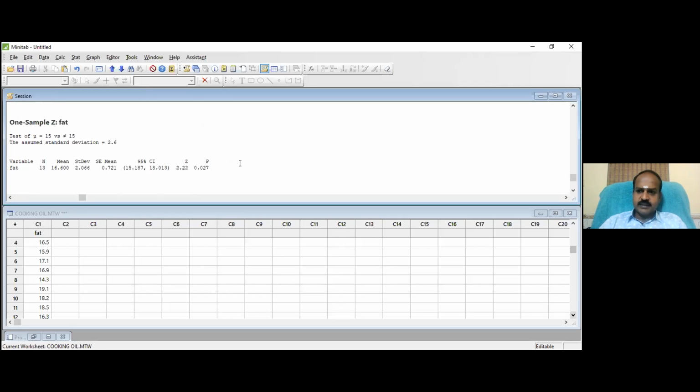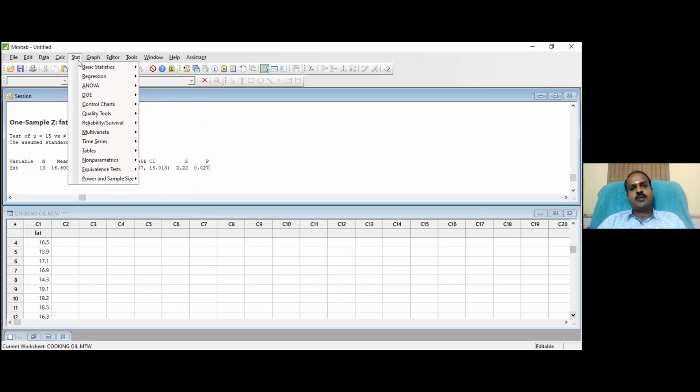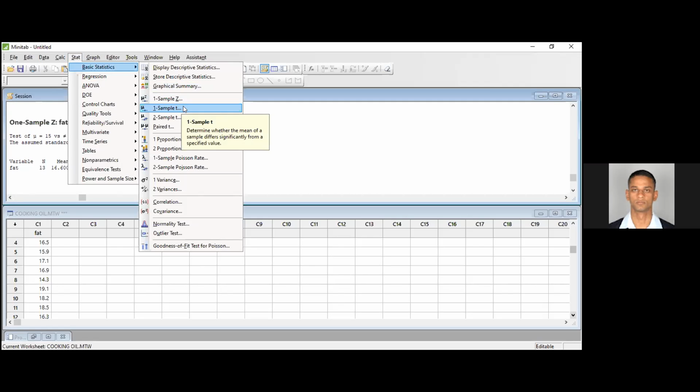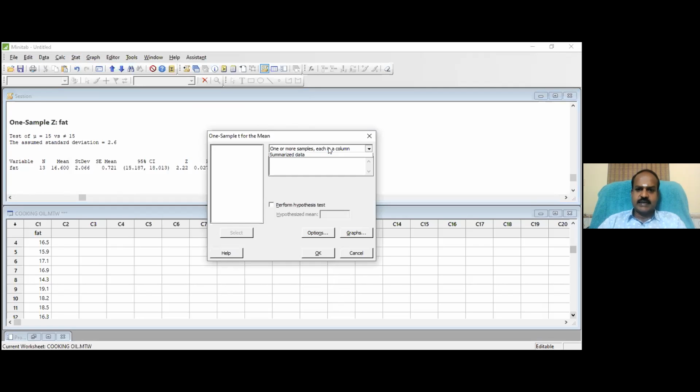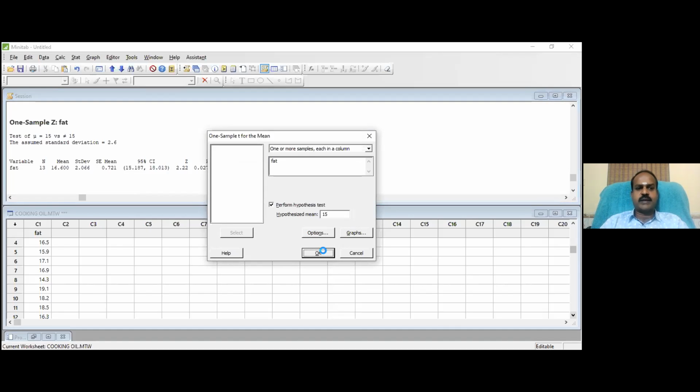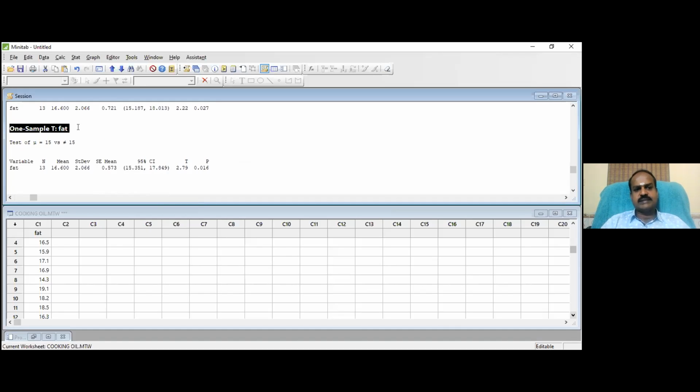Suppose, imagine the population standard deviation is not known. When the population standard deviation is not known, what hypothesis test should you do? Not known: t-test. One-sample t-test. Data in the column. Select the data. Perform the hypothesis test. Hypothesized mean is 15. Now it is not asking for the population standard deviation because it is a t-test. Population standard deviation is not known to you. Options: 95% confidence level, mean not equal to hypothesized mean. OK. Again, OK.